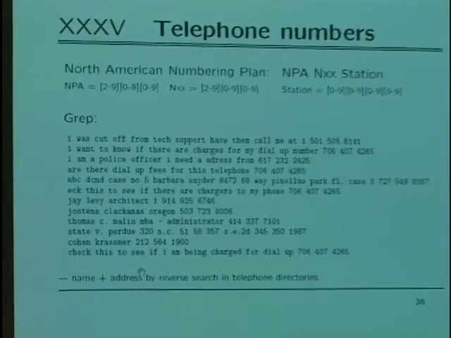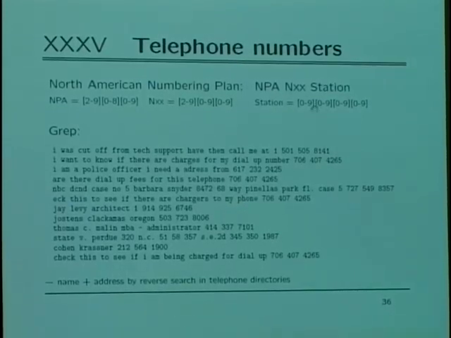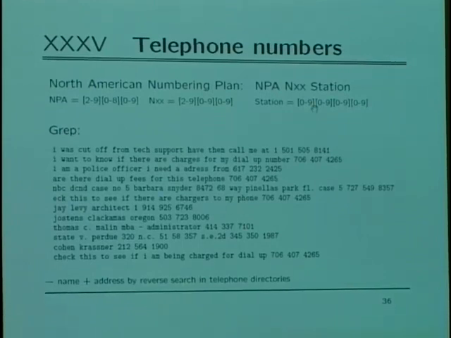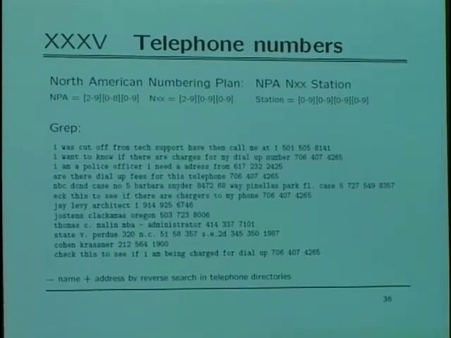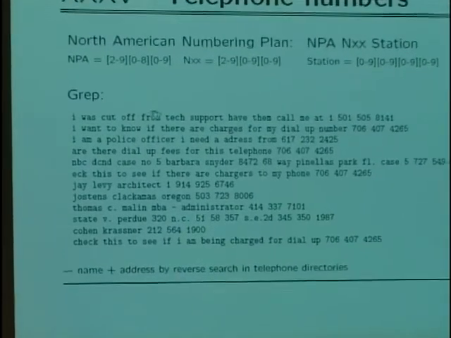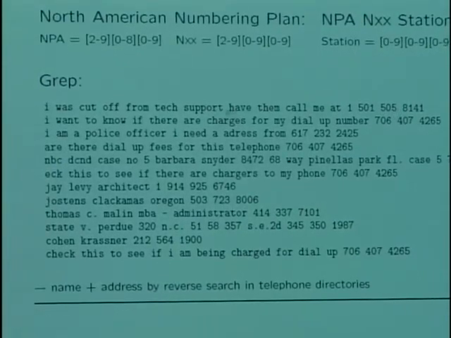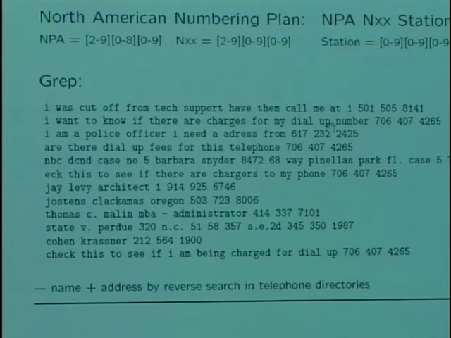The next approach is looking for telephone numbers. We have the North American numbering plan, which follows a regular expression, so you can grab for queries containing telephone numbers. There are, of course, some other numbering schemas, but this one is sufficient now. And you look for telephones, and you find some true positives. "I was cut off from the tech support, have them call me back at 123 blah." "I want to know if there are charges for my dial-up number, 706, whatever." This "my" is an indicator that this number actually belongs to the user who submitted the query.